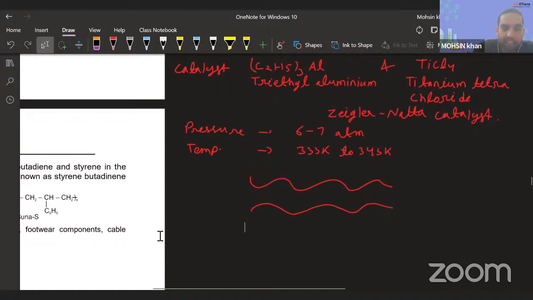And that's why it has high density, because in a linear chain we can have close packing. Due to this close packing, the density will increase, whereas in low density, the branching will decrease the density of the polythene. It is also chemically inert.